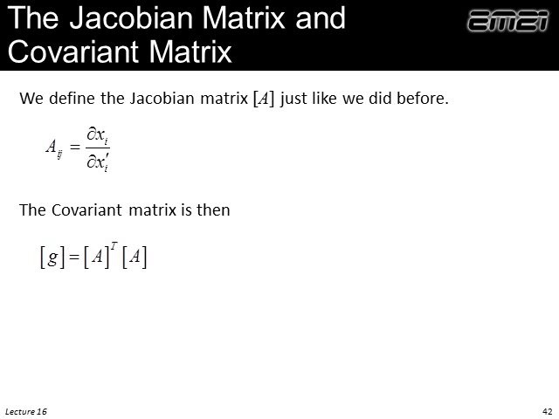We have our Jacobian, and we're going to define something new called a covariant matrix. And our Jacobian is defined the exact same way. The covariant is the transpose of the Jacobian times the Jacobian. So we'll be using that in this new formulation.